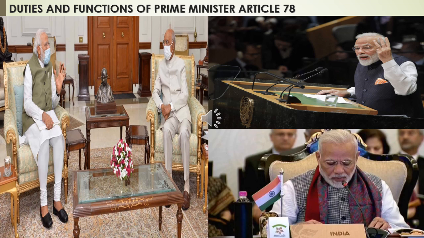Article 78 mentions the duties of the Prime Minister. He decides the rank of his ministers and distributes various departments. He decides the date and agenda of the meeting of the cabinet. Then he consults two or three of his senior colleagues when he does not convene a cabinet meeting. Then he supervises the work of various ministers.